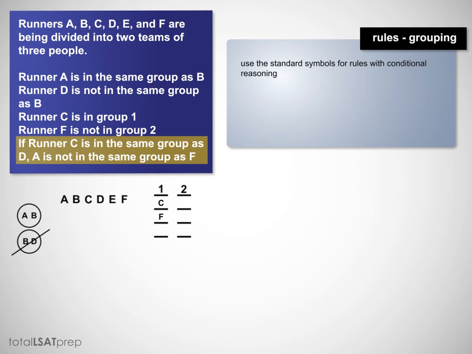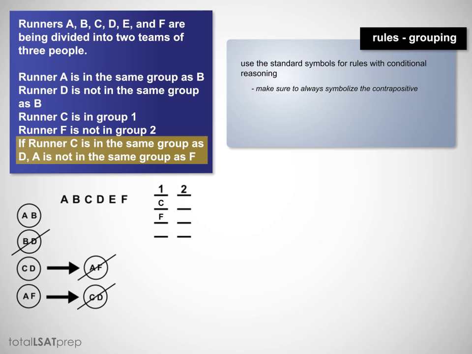So you should use the standard symbols for rules with conditional reasoning. As you notice, this is a conditional statement. If runner C is in the same group as D, then A is not in the same group as F. And you should always make sure to symbolize the contrapositive. The conditional reasoning appears more often in the grouping games than in the sequencing games, so you should pay attention to that. So here we have C and D inside a circle with an arrow towards A and F inside a circle that's crossed out, to symbolize that C is in the same group as D and A is not in the same group as F. And the contrapositive: A and F in a circle, arrow, C and D in a circle crossed out.